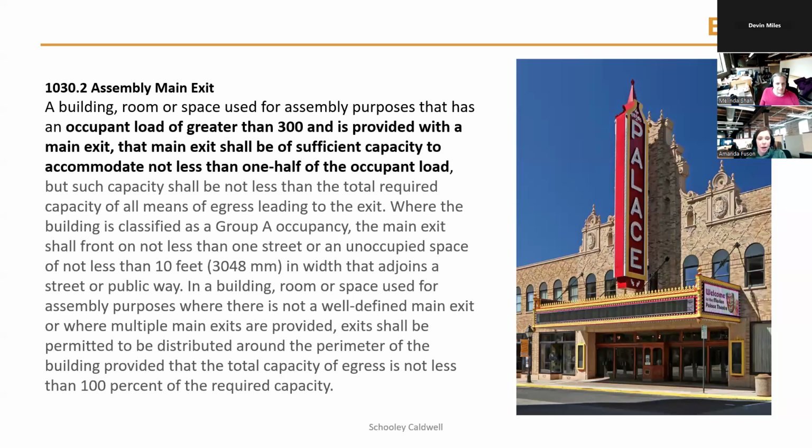And the main exit essentially has to be able to accommodate the total required capacity of all means of egress leading to that exit. So the theater floor, the concessions, all converging at that main exit. There's also a 10-foot width requirement as you exit this door on the exit side of the door. So the code doesn't want people who are still trying to exit the building being hindered by people who have already exited. So leaving room on the outside for the convergence of those people.